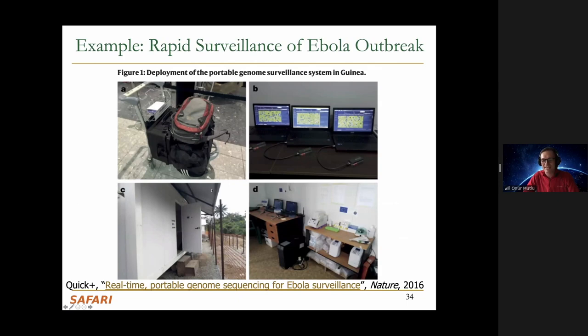This is an interesting paper that was published in Nature in 2016 that talks about portable sequencing, meaning this thing over here at that time. You can basically portably carry out Ebola sequencing by taking these devices and these computers and understand the genome that you're dealing with. And I would recommend looking into these papers.